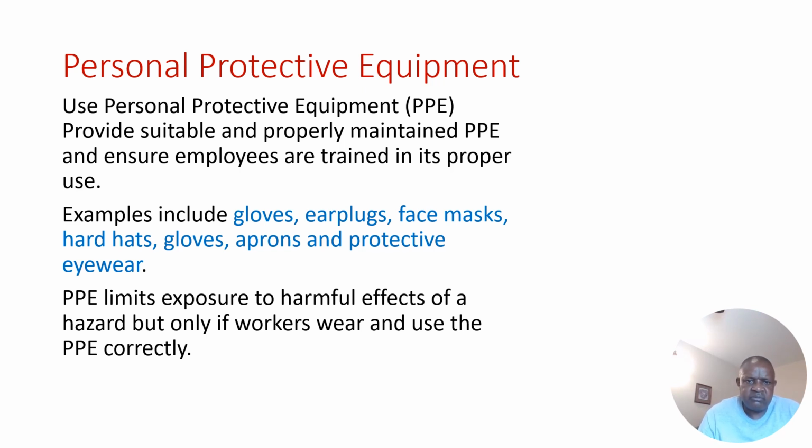You all know about personal protective equipment. Use of personal protective equipment: provide suitable and properly maintained personal protective equipment and ensure employees are trained in its proper use. Examples include gloves, ear plugs, face masks, hats for the head, aprons, and protective eyewear. PPE limits exposure to harmful effects of a hazard, but only if workers wear and use them correctly.